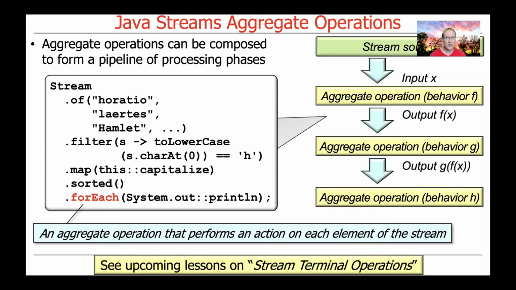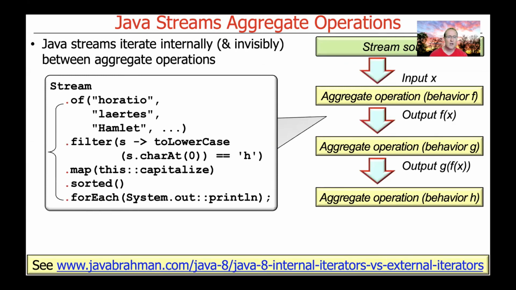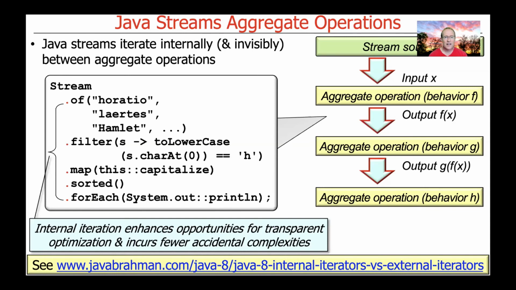And you'll see that they're both lazy, but Java streams have more of a pull-based model, whereas reactive streams have more of a push-based model. Actually, they can have both push and pull, but we'll talk about that when the time comes. So you can see here that Java streams iterate internally and invisibly from the point of view of the work you have to do as a programmer between aggregate operations.